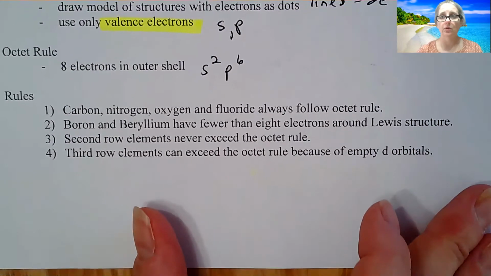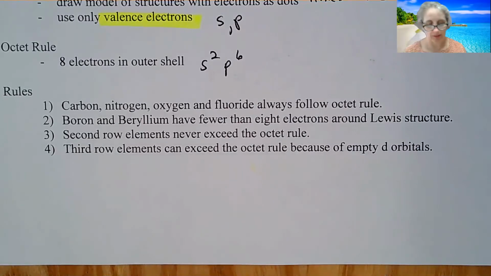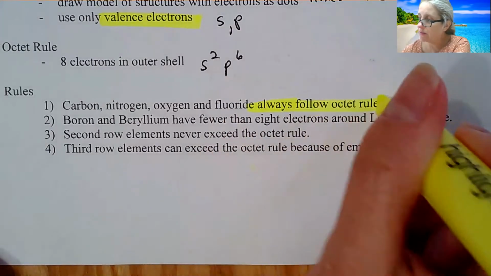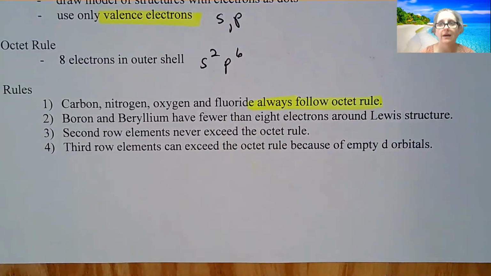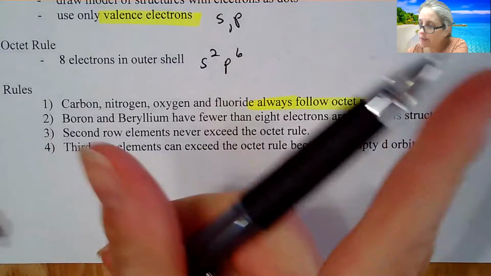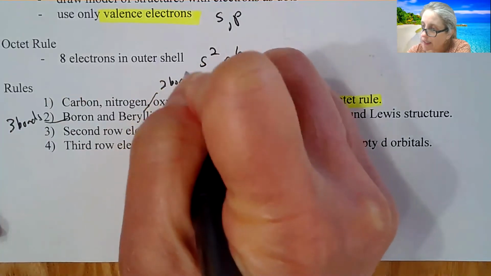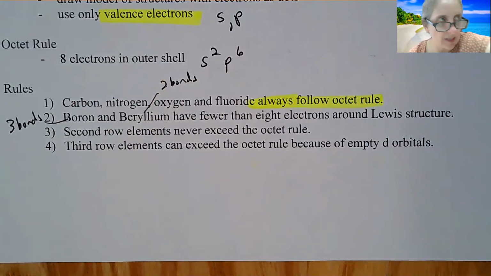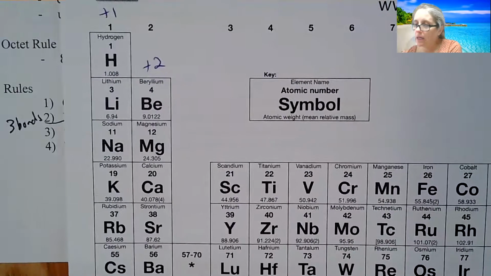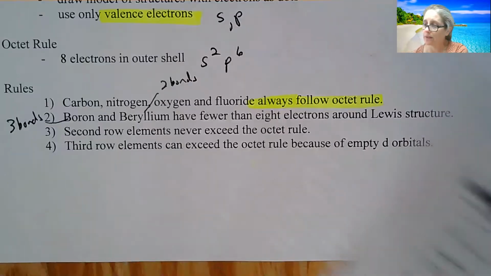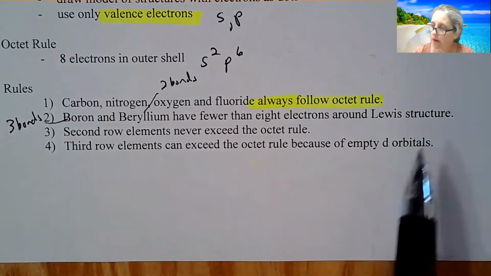So there are some rules with these structures, and then I will show you some weird exceptions. So realize that carbon, nitrogen, oxygen, and fluoride will always follow the octet rule. So they will always have 8 dots around them or 4 lines. Boron and beryllium will have fewer than 8. So boron is only going to make 3 bonds, and beryllium is only going to make 2 bonds. And again, if you look at where it is on the periodic table, beryllium is the second, so it has an S2, and boron has an S2P1. So it makes sense as to why they are what they are.